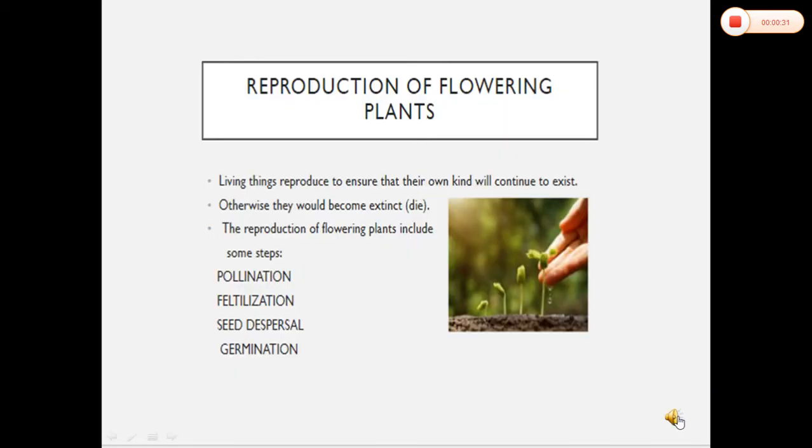Reproduction of flowering plants. Living things reproduce to ensure that their own kind will continue to exist. Otherwise, they would become extinct. The reproduction of flowering plants includes some steps: pollination, fertilization, and seed dispersal. And also, the last step, germination.